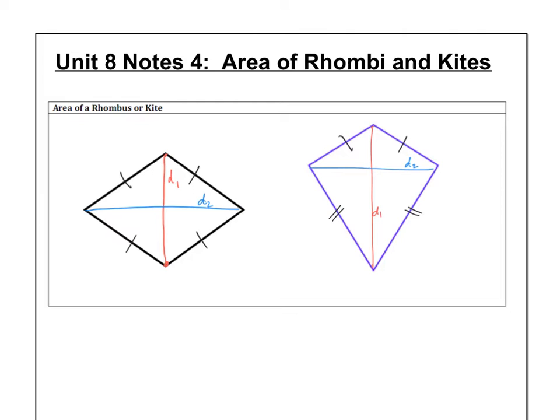Well, to find the area of a rhombus or a kite, you actually use the same formula, and it goes like this. Area equals diagonal 1 times diagonal 2 divide by 2. So you multiply the diagonals and divide by 2.